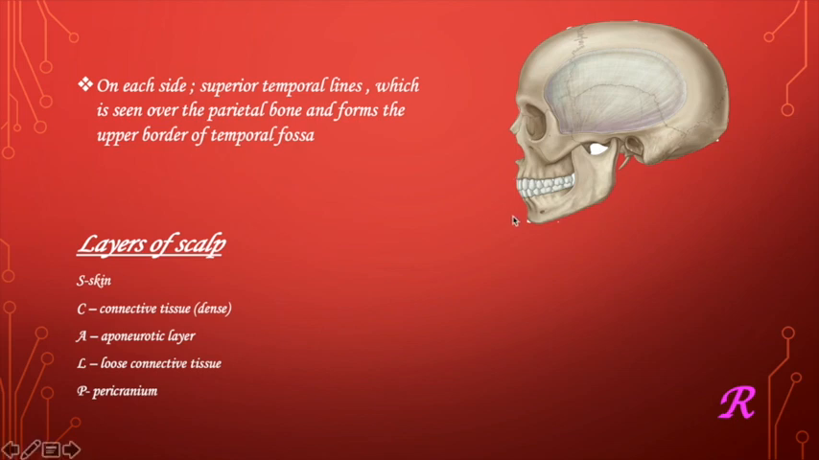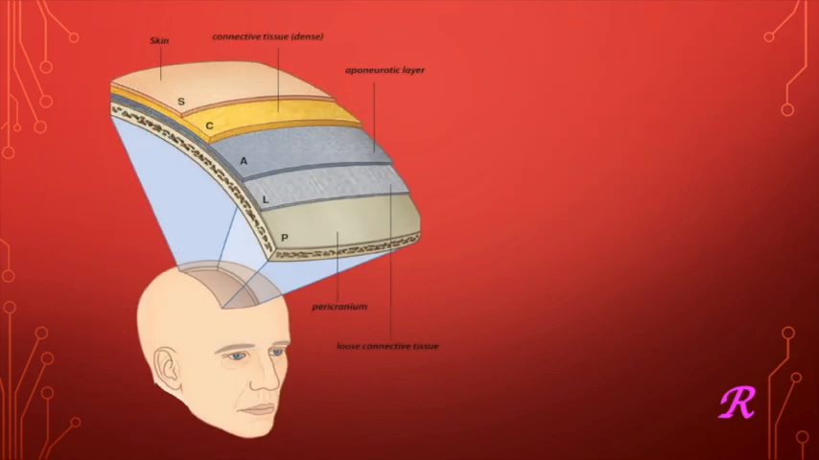As the spelling, it is SCALP. Each letter describes each layer of the scalp. S is skin, C is connective tissue, that is dense connective tissue, A is aponeurotic layer, L is loose connective tissue, P is pericranium. This is a picture of the 5 layers of scalp.